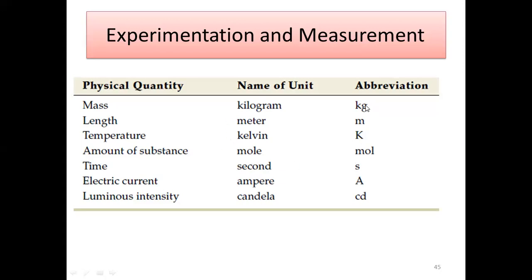Some of the units are mentioned over here, but let's suppose for the mass, there are several units: kilogram, gram, milligram, microgram. So this is our today's objective. How can we convert one unit to another unit by making it more convenient for us?